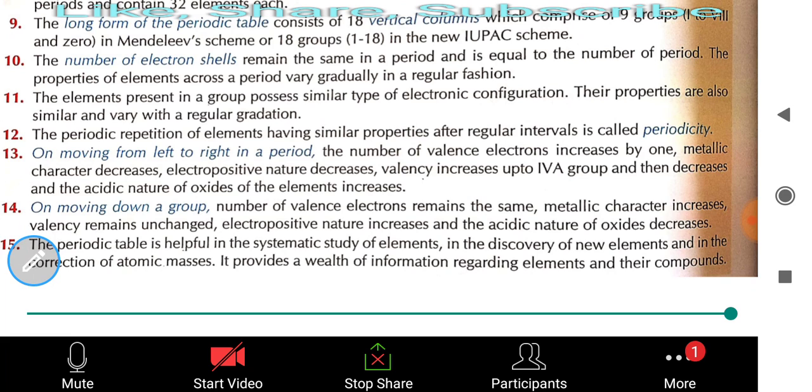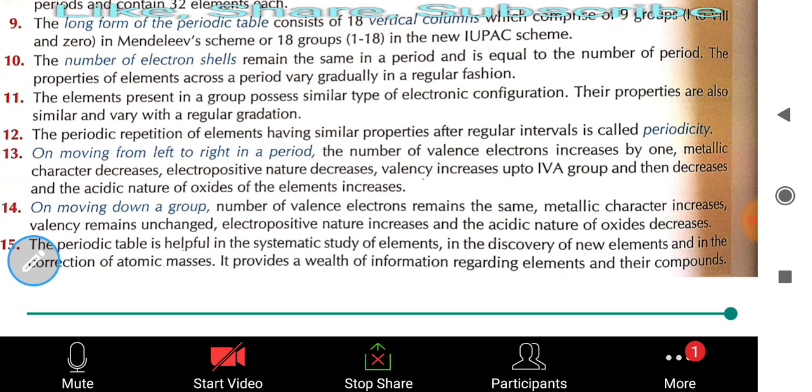On moving from left to right, this is the main thing on which many questions are asked in exams. When you move left to right in a period, the number of valence electrons increases by 1, metallic character decreases, electropositive nature decreases, valency increases up to the fourth group and then decreases, and the acidic nature of oxides of the elements increases.